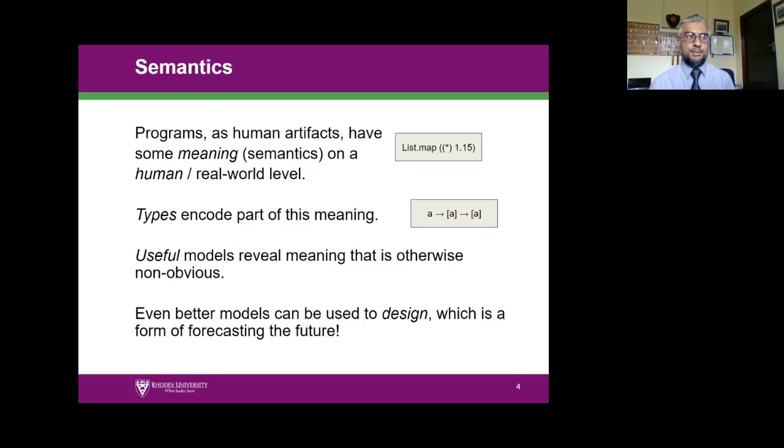But types don't encode all the meaning. Here I show a type that might mean insert into a sorted list, or maybe prepend to a list, or maybe even return an empty list if the specified element exists in the original list. So types show meaning, but not all the meaning. Useful models reveal meaning that is otherwise non-obvious, and even better models can be used to design things that don't yet exist, with the understanding that going from model to system will be a relatively easy process.